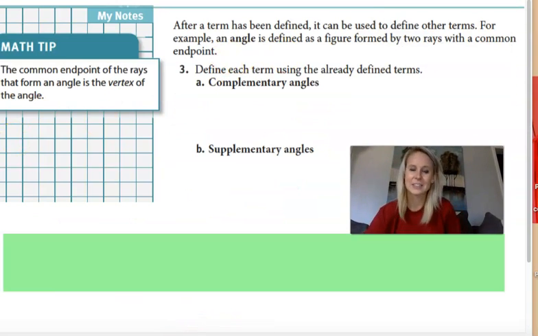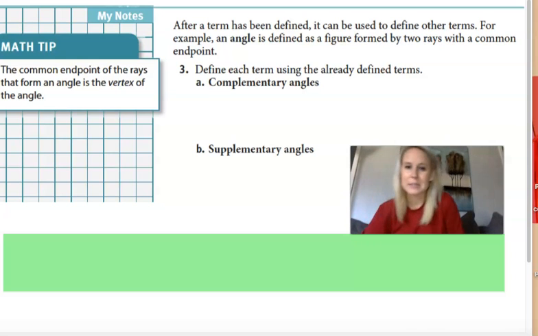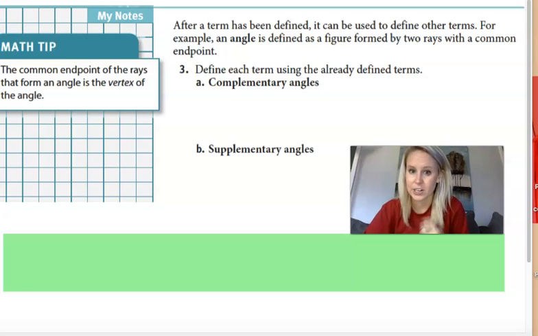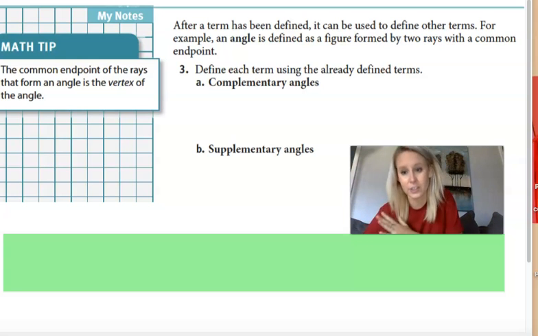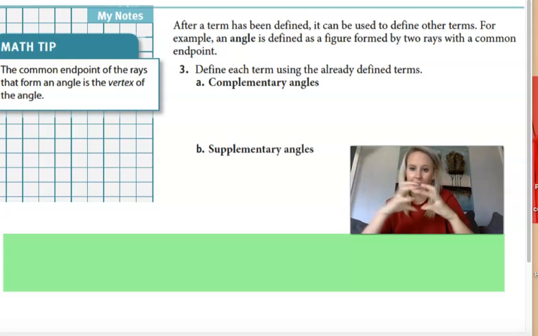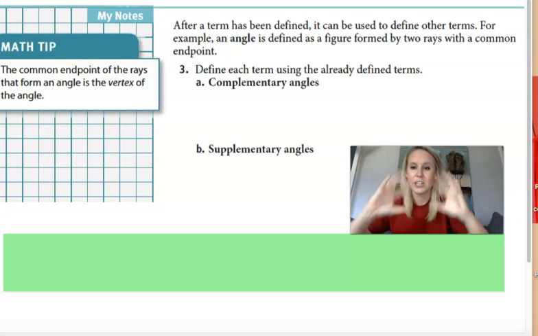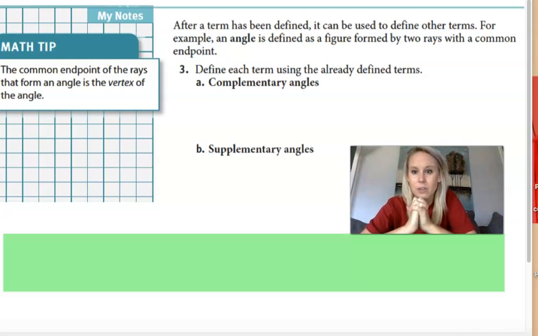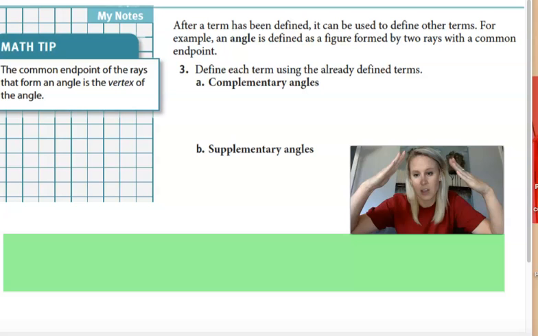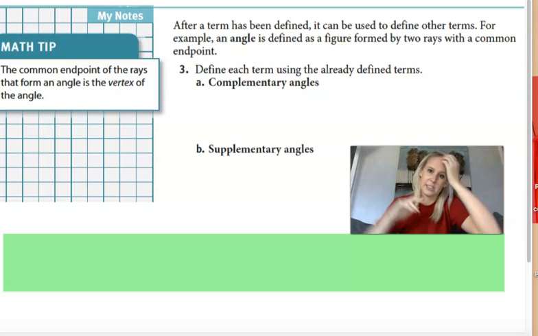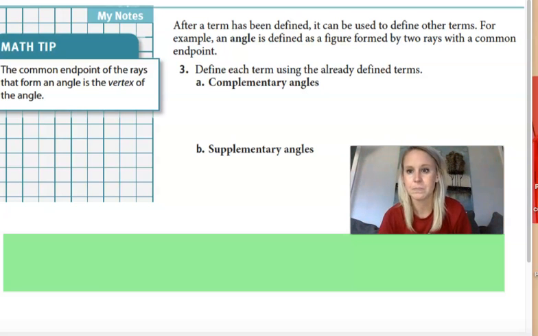Let's go down here. So after a term has been defined, and we just defined ray, collinear points, and coplanar points, it can also be used to define other terms. So think of it like a family tree. You start out with a family member, and then they have another family, and then they have families, and it just gets bigger and bigger and bigger.